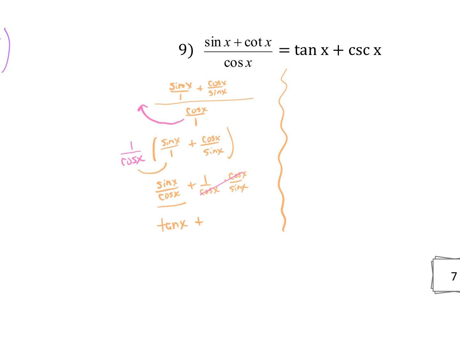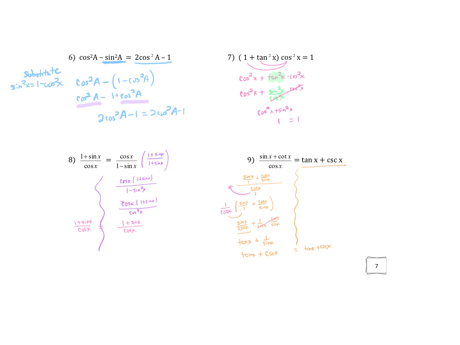And then we have plus 1 over sine x. Think about what we're trying to get to. Right? And that is cosecant, isn't it? It works. Beautiful. Nice. Okay, onward.